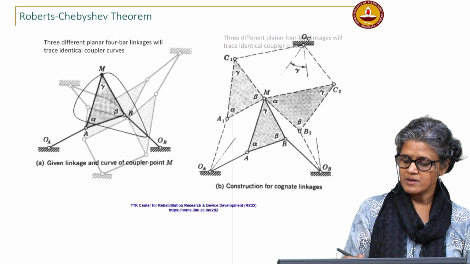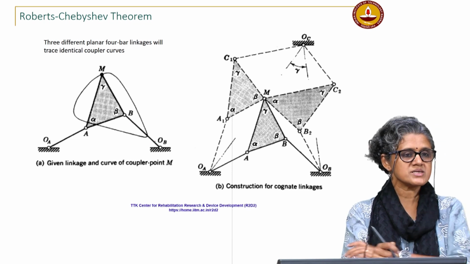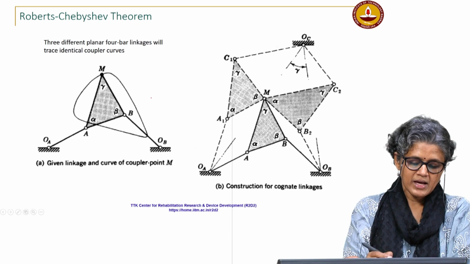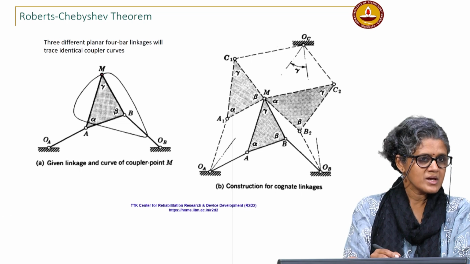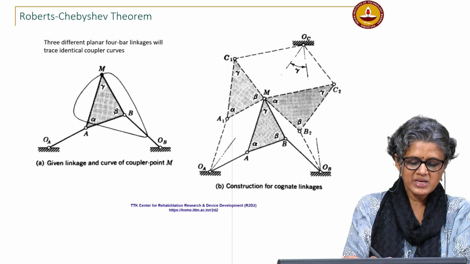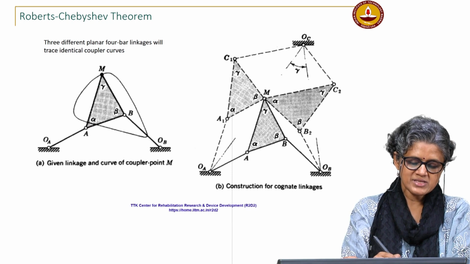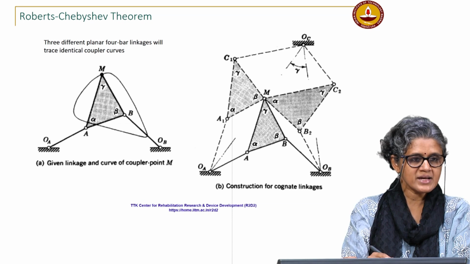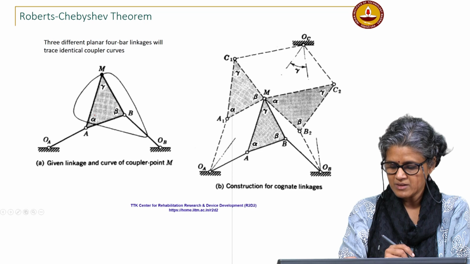So, let us start off with a 4 bar that generates a certain coupler curve, and that coupler curve is generated by this point M, which is located with respect to the base AB, and this is the coupler triangle. These are the angles that define the coupler triangle, because we will use that when we look at the construction.